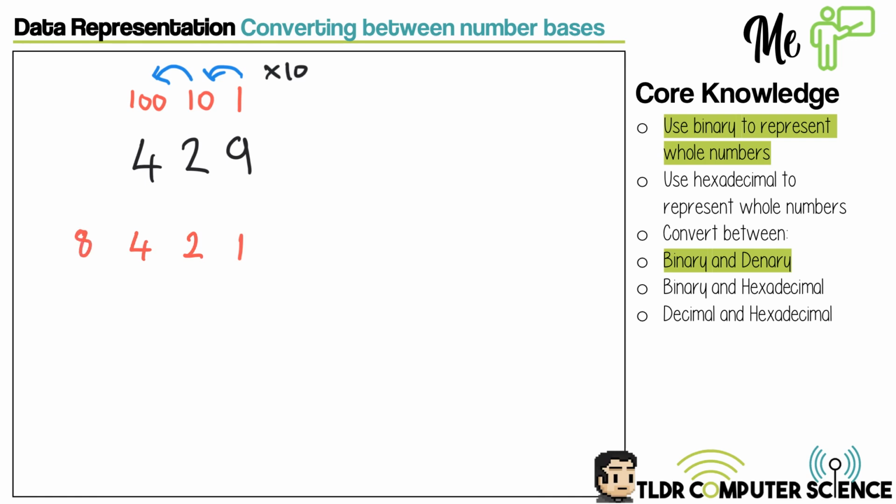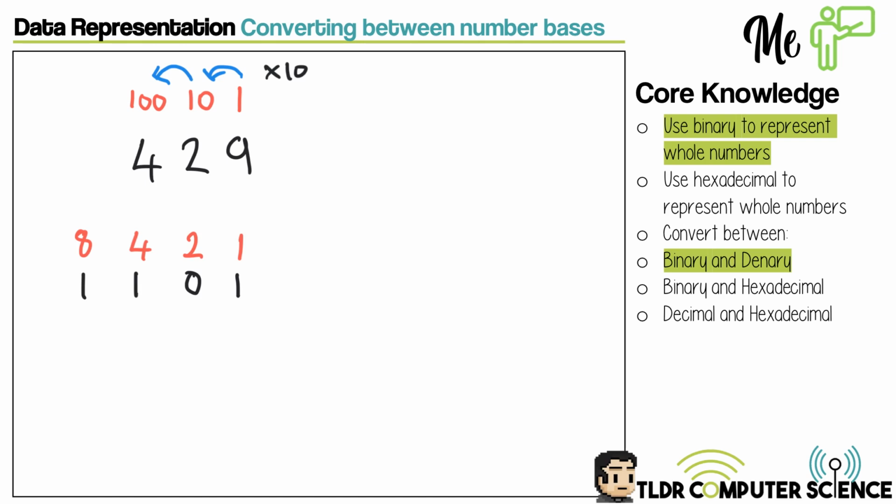Now, unlike Denary, where I can go from 0 to 9, with binary I can only have 2 values, 0 representing off, and 1 representing on. So I can say 1, 0, 1, 1. That is a binary number. And the question is, how are we going to allow ourselves to convert that back to Denary?